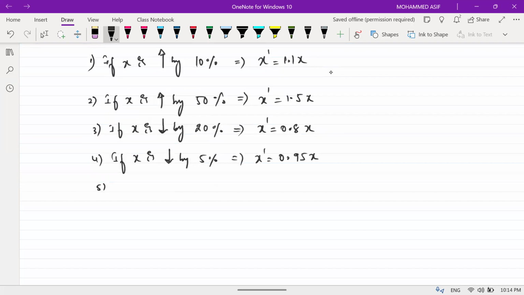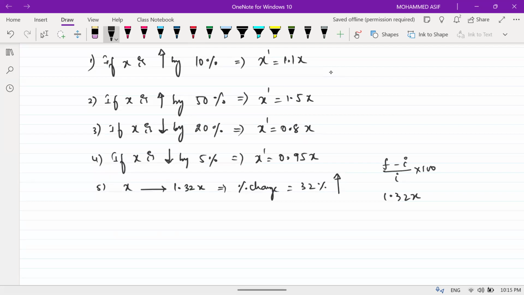उसी तरह से. If x is increased to 1.32 times of x, इसका percentage change बताओ. Percentage change will be how much? 32%. And it will be increasing. Percentage कैसे निकालते हैं? मैंने स्टार्टिंग में बताया था आप लोग को. Final value minus initial value divided by initial value into 100. That will be the percentage. Final value कितनी है? 1.32 times of your x. Initial value is how much? X divided by x into 100 कर दो. That will give me 32%. Am I clear?